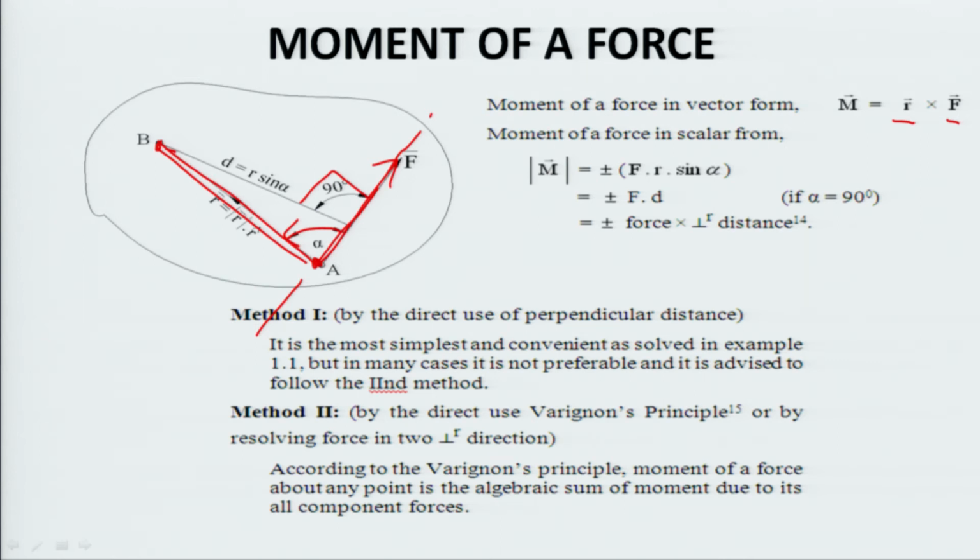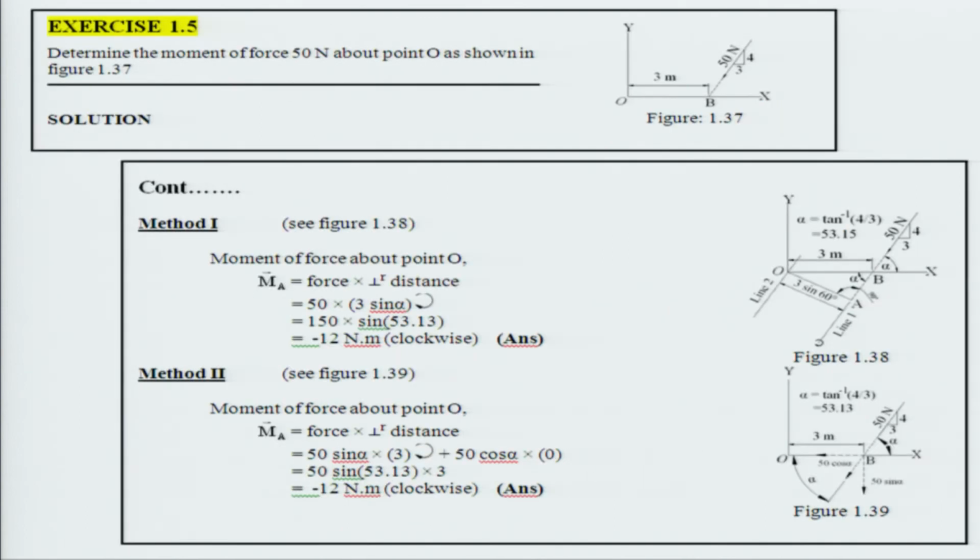There are two methods. The first method is the direct use of perpendicular distance, and the second method is the use of Varignon's principle, or resolving the force into perpendicular directions. Let us calculate the value of the moment of the force acting at point B about O.